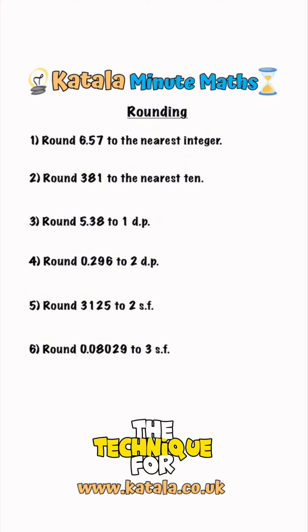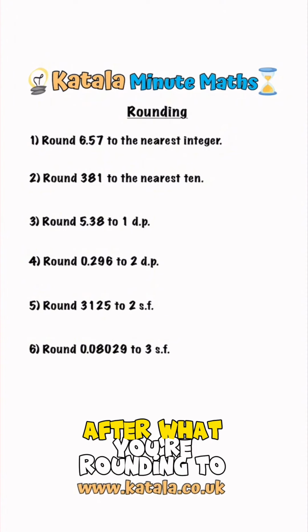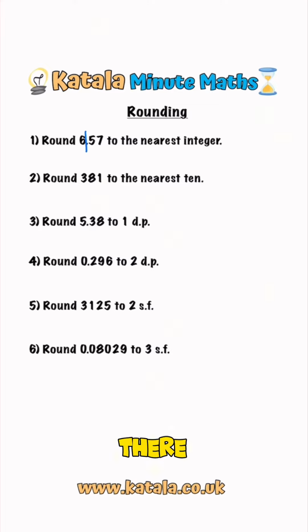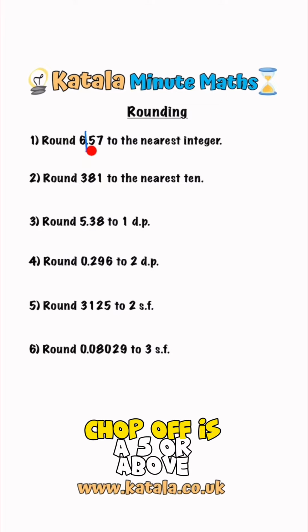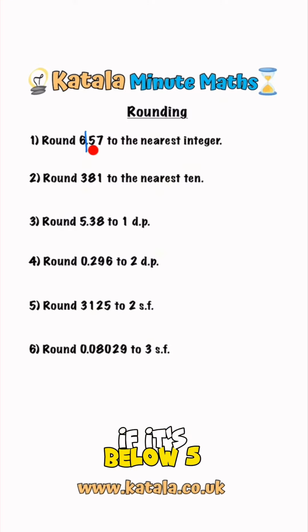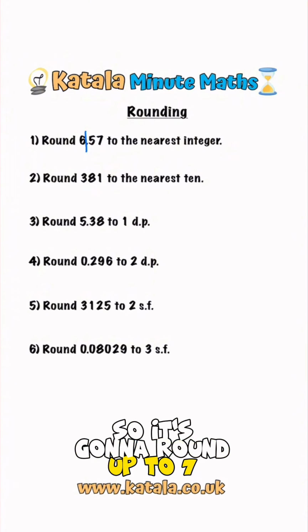Now the technique for rounding we're going to be using is called the chop-off method. You basically chop off everything after what you're rounding to. So in this case, that's after the 6, that's our whole number there. Now if the number after the chop-off is a 5 or above, then your original number rounds up. If it's below 5, then it stays put. So the number we've got after our chop-off is a 5, so it's going to round up to 7 there.